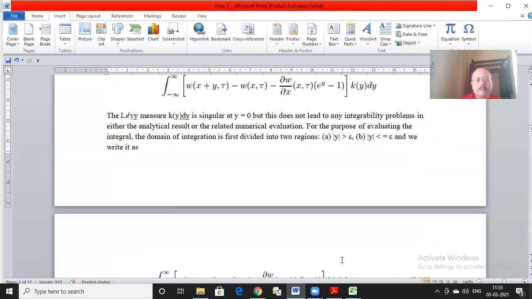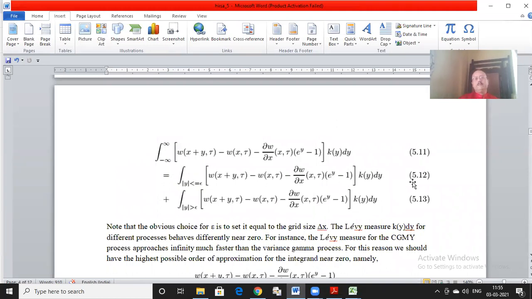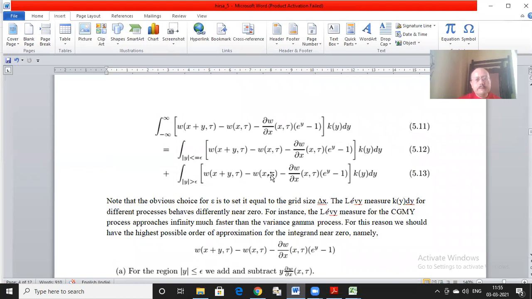The good part we will handle separately. So the whole integral here is now written in two parts. One part for this interval around 0, where we have this potential trouble that has to be handled, and the other part which is away from 0. Now, in numerical analysis, we have to choose our epsilon, and the usual choice for the epsilon would be the grid size. So the grid on the log stock price x, we have to choose the step size as say delta x. So the natural choice for epsilon could be delta x. So we talk about the interval minus delta x to plus delta x separately, and the remaining part outside, mod y greater than epsilon, in equation 5.30.